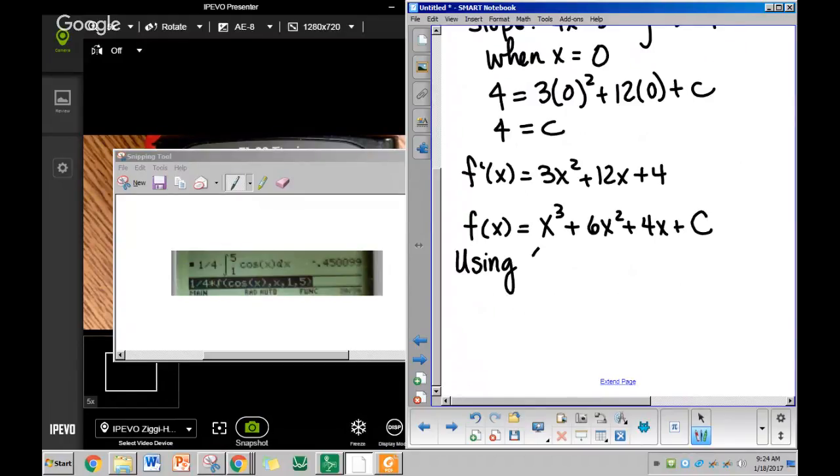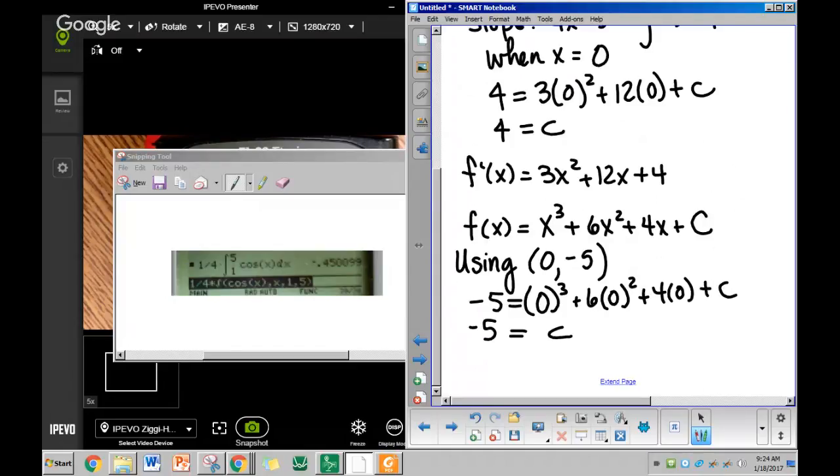C, but I know a point. Using what point? 0, -5, right? Because it's passing through that point. So what is c in this case? If I put -5 equals 0 cubed plus 6 times 0 squared plus 4 times 0 plus c, c is nothing but -5.